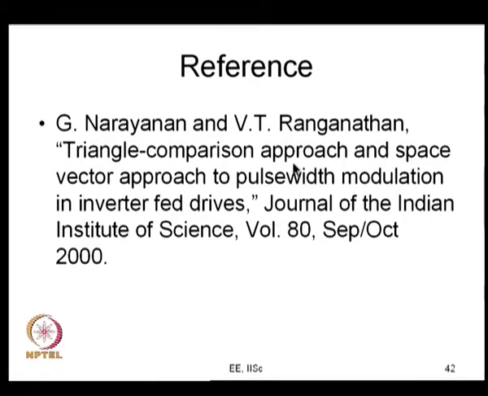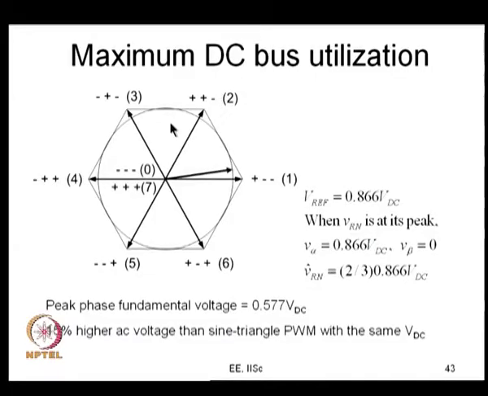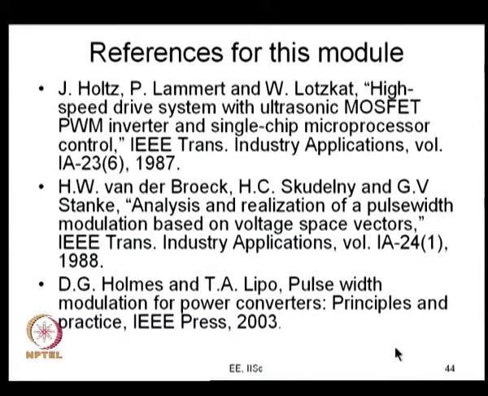So, you can read further about the two different approaches in this particular reference. And this is about the maximum DC bus utilization, and going by the peak value of this, I would discuss this later in the next lecture again. You would see that once again the peak phase fundamental is going to be 0.577 VDC, which is 15% higher than this VDC now.